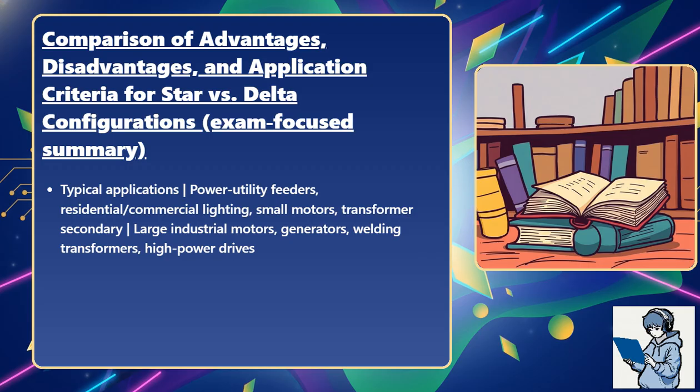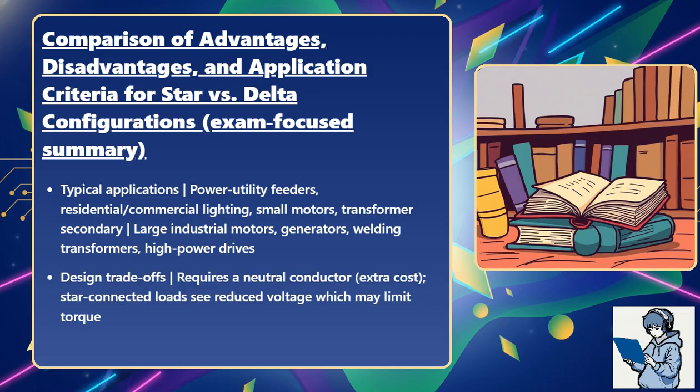Typical applications: star, power utility feeders, residential and commercial lighting, small motors, transformer secondary. Delta, large industrial motors, generators, welding transformers, high power drives. Design trade-offs: star requires a neutral conductor, extra cost. Star-connected loads see reduced voltage, which may limit torque.